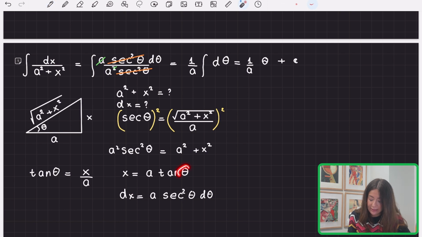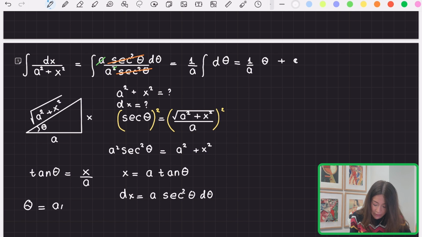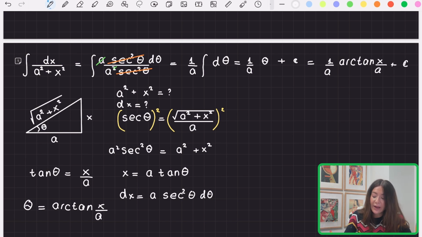I can isolate theta from here, right? So I can say tangent, here I have that. So if I want theta, I can just say that theta equals arctan x over a, correct? So now my answer is in terms of x, and that's the final answer.